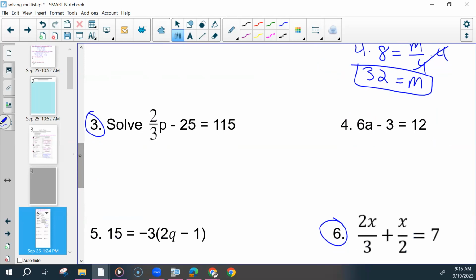Three, we're trying to get P by itself. What would we do first? Subtract 30. Add 25 to both sides.